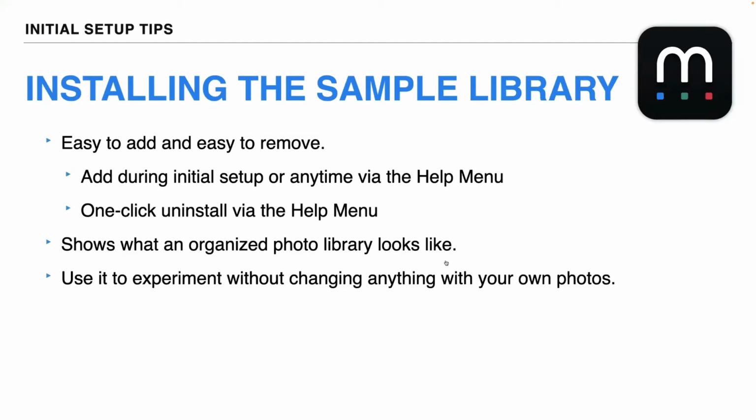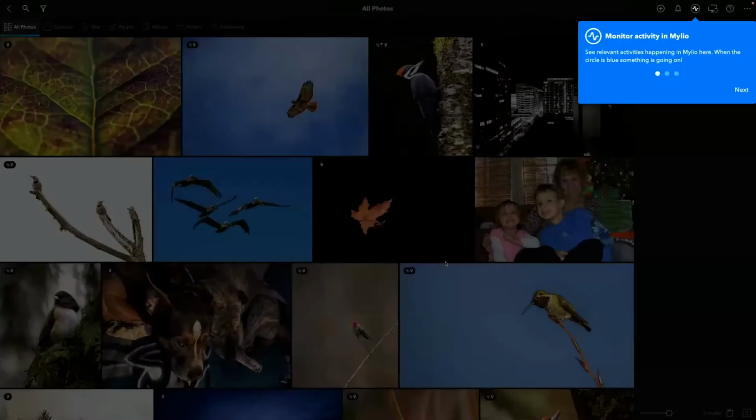So let's jump over here and take a look at what an organized library looks like. When I first clicked to bring in the sample library, you would have noticed that there was a little blue circle moving around in the activity monitor.